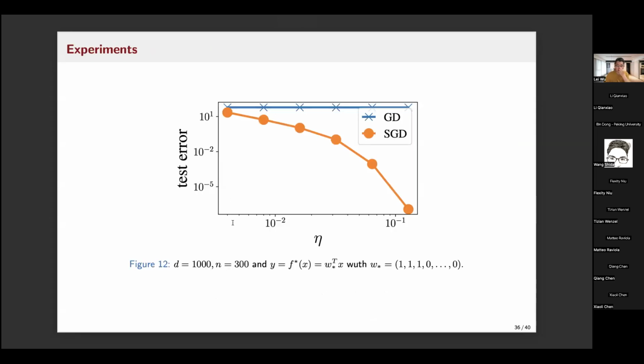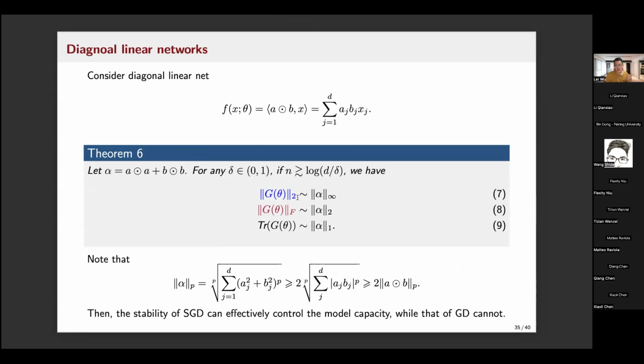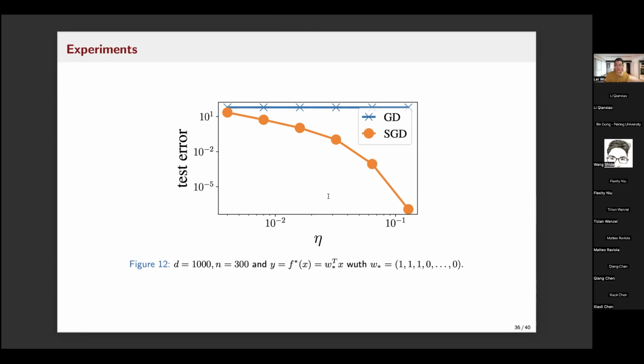And these are the experiments. You can see that when we increase the learning rate, the stability control becomes stricter, which means the solution is flatter. So when increasing the learning rate for SGD, the solution becomes better and better. However, for GD, the generalization is very bad, and the generalization performance does not improve as the learning rate increases. This is because GD stability can only control the L infinity norm of the effective coefficients, which is not sufficient to guarantee generalization. But for SGD, the capacity control is effective.